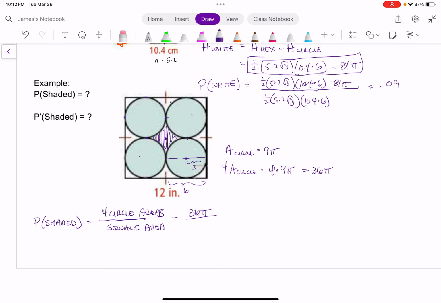And what's the area of the square? Area of the square is 12 squared, which ends up being 144. Okay. So that's the probability of the shaded.